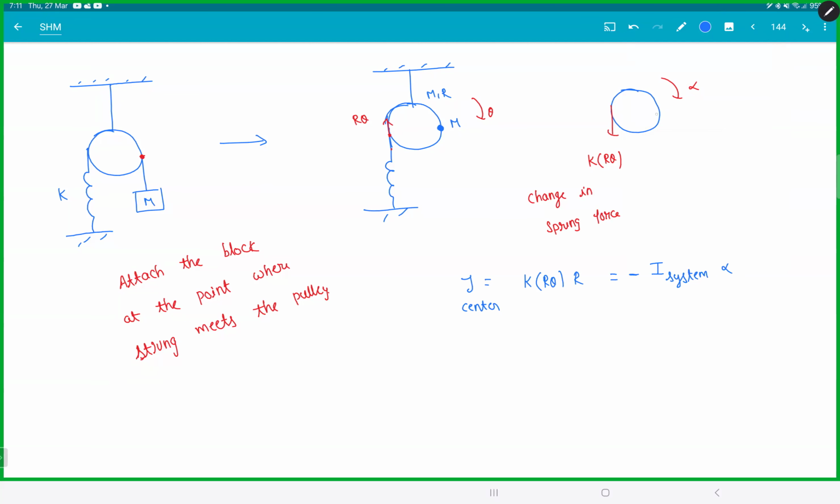Now, what is your system? Your system is a disk plus a particle. So K r square theta is equal to the disk, which will be mr square by 2, and the particle which you attached here will be mr square. This is for the mass. You will get alpha is equal to minus 2k by 3m. Done. Check.